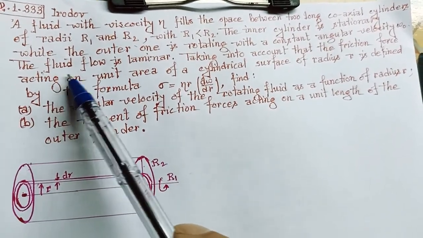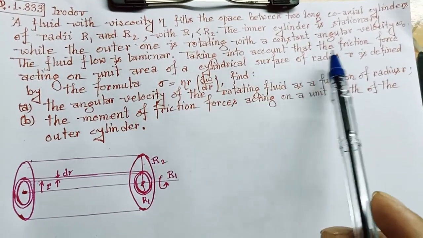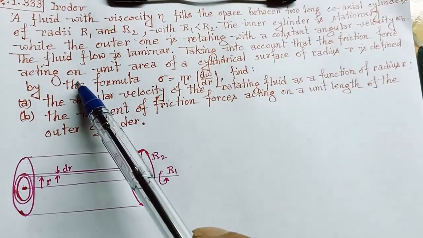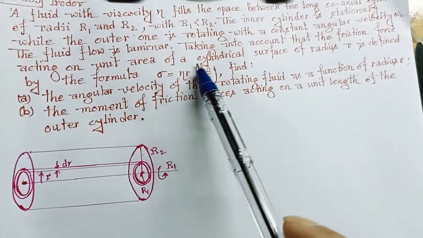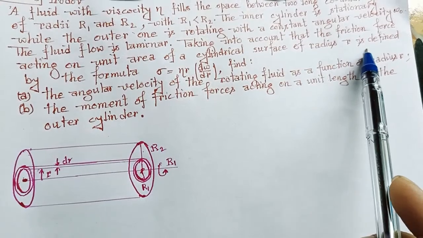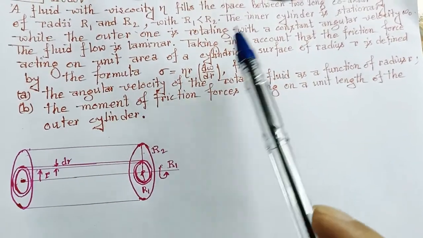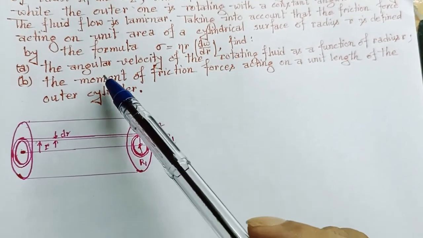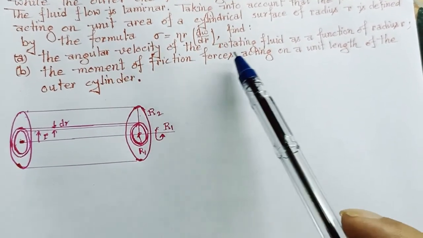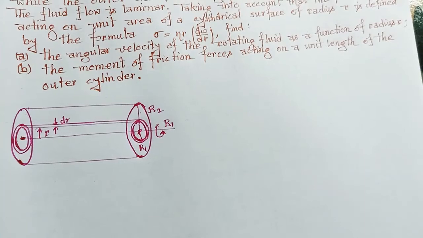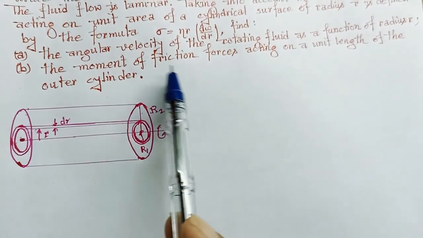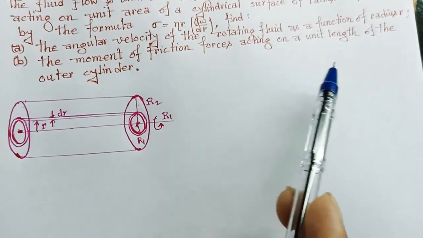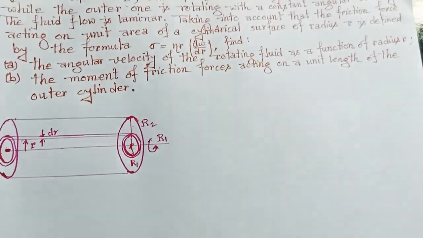The fluid flow is laminar. Taking into account the friction force acting on unit area of a cylinder surface of radius r is defined by the formula sigma equal to eta r d omega with respect to dr. Find: A. the angular velocity of the rotating fluid as a function of radius r. B. The moment of frictional forces acting on the unit length of the outer cylinder. So let's solve this question.